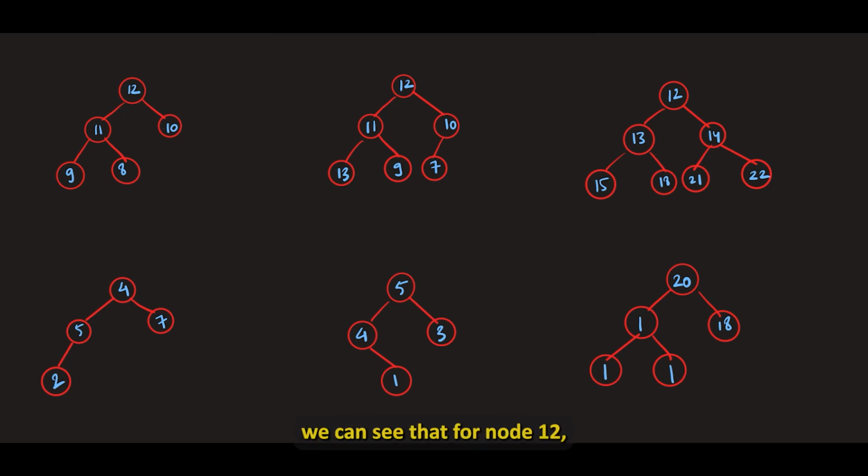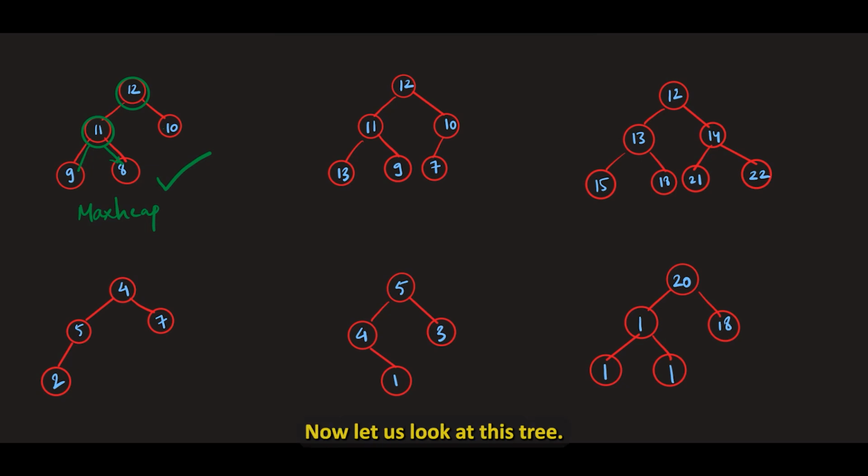In this tree, we can see that for node 12, both of its children have values less than itself, and for the node 11, both of its children as well have values less than itself. So this is a complete binary tree as well as a binary heap. And since for every node here, the value of its children is less than itself, this is a max heap.